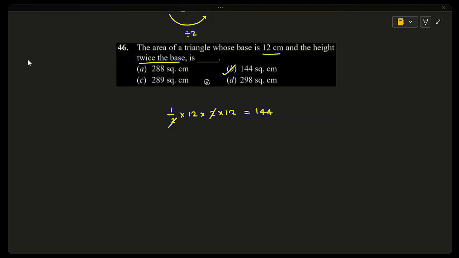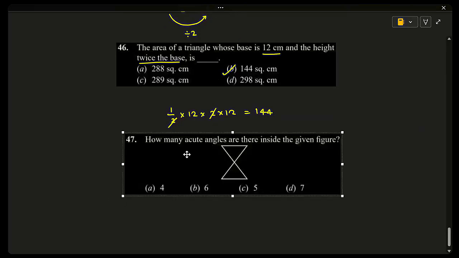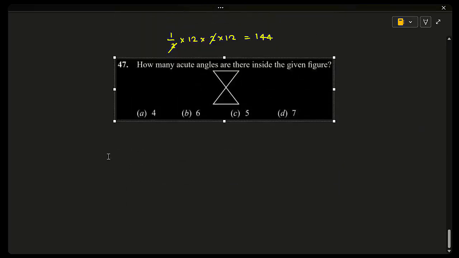47th question. How many acute angles are there inside the given figure? So we need to count the number of acute angles. So 1, 2, 3, 4, 5, 6. All are acute angles. So it is going to be option B. Acute means less than 90 degrees.